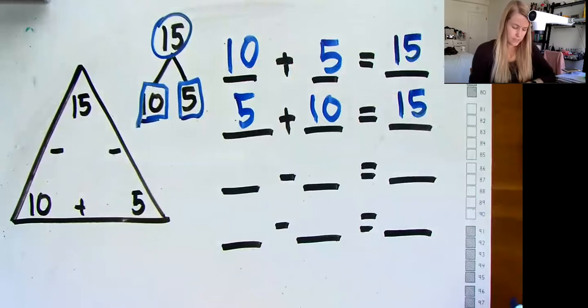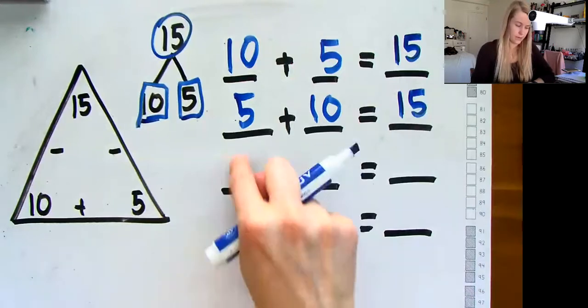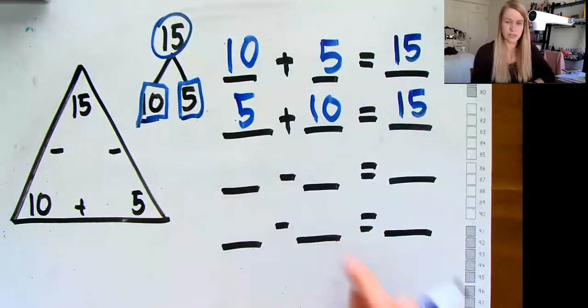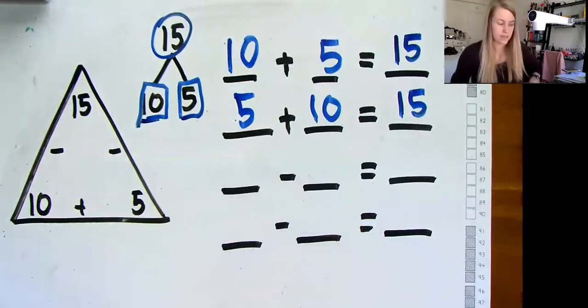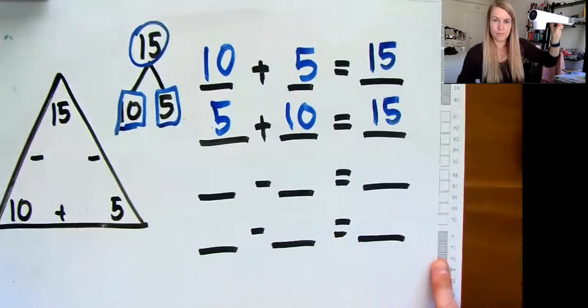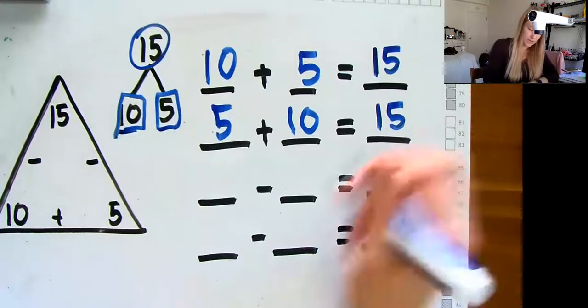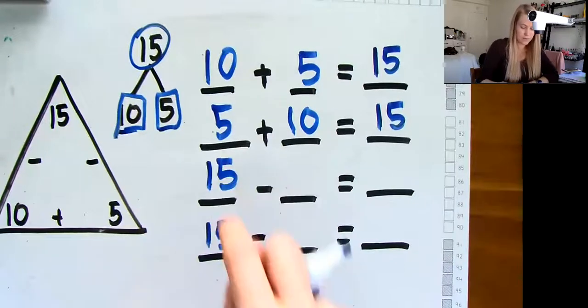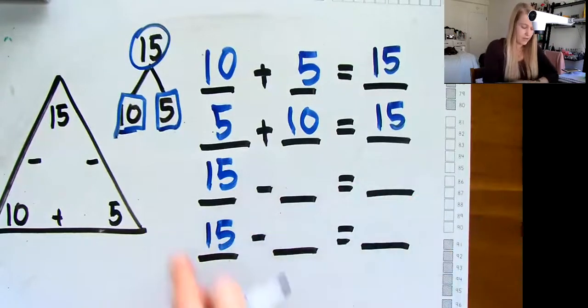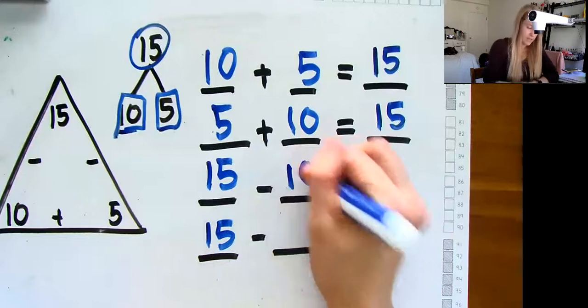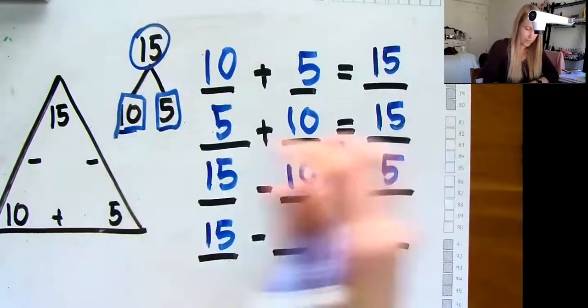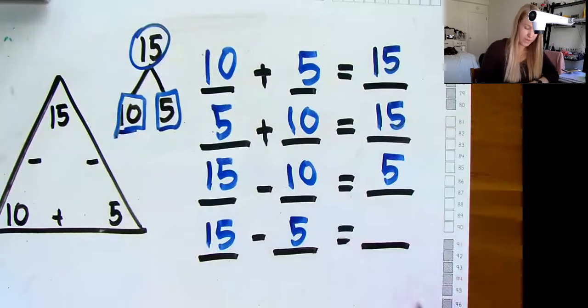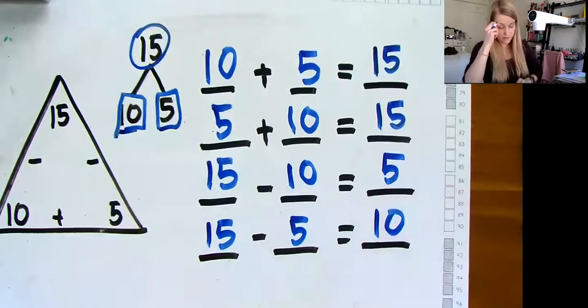Now I have subtraction to do. Again, I can't put any of my smaller numbers here to start because that's going to mess up my equations. I'm going to use my bigger number first. It's going to be 15 minus something, my whole minus a part, my whole minus a part. So 15 minus 10 will get me 5. 15 minus 5 will get me 10.